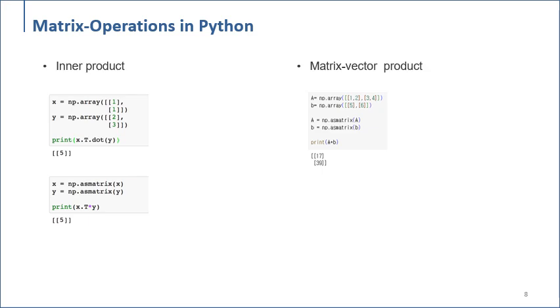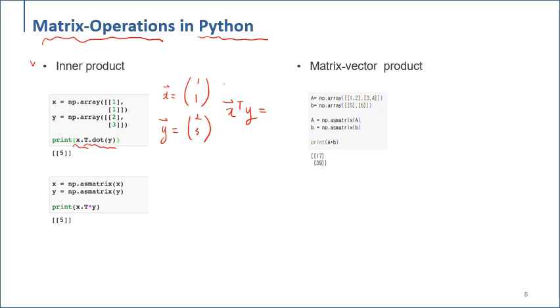So by knowing the several matrix operations, let's also implement matrix operations in Python code. Firstly, let's calculate the inner product using Python. For this, let's first define two vectors x and y, which are equal to 2 and 3. And here, by calculating x transpose y, you can calculate the inner product between x and y, which is equal to 5.